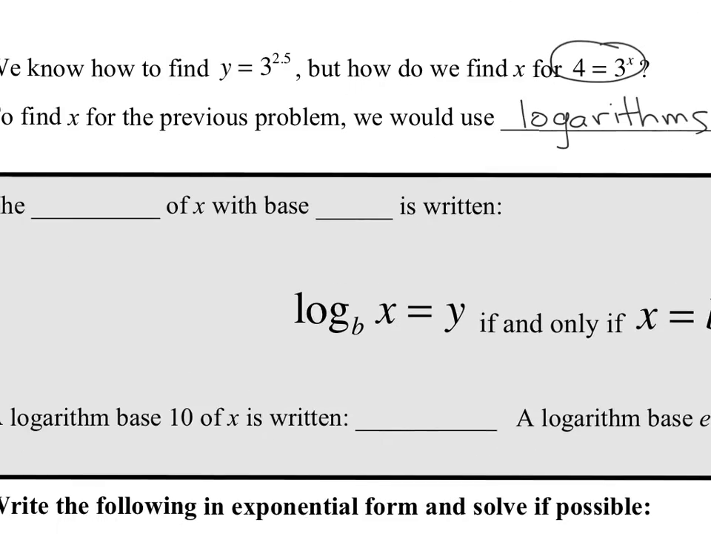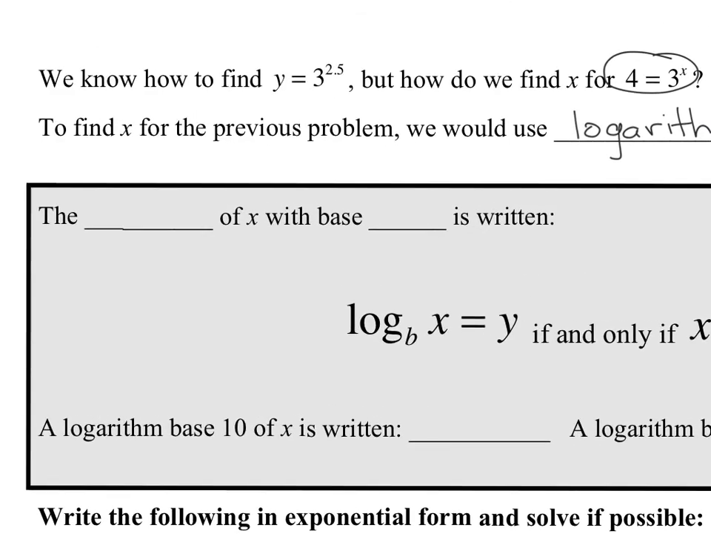Now if we take a look at this one, the log of x with base b is written the following way. We typically read it log base b of x. The b is a subscript. It's written below the word log. So the word log and x are the same exact size and they're right next to each other. The base is smaller and it's written below. It's called a subscript. And then that equals y.